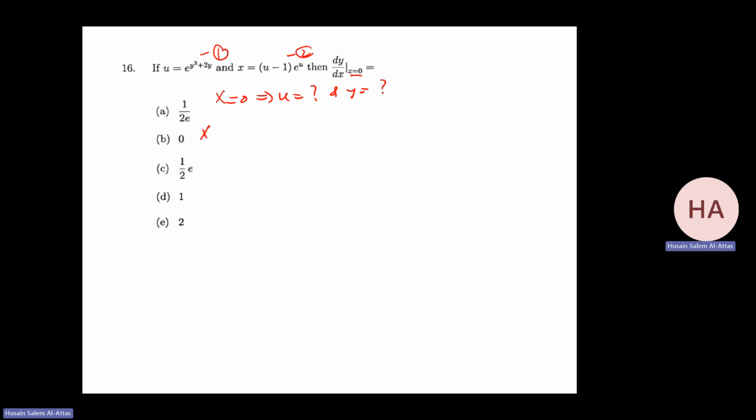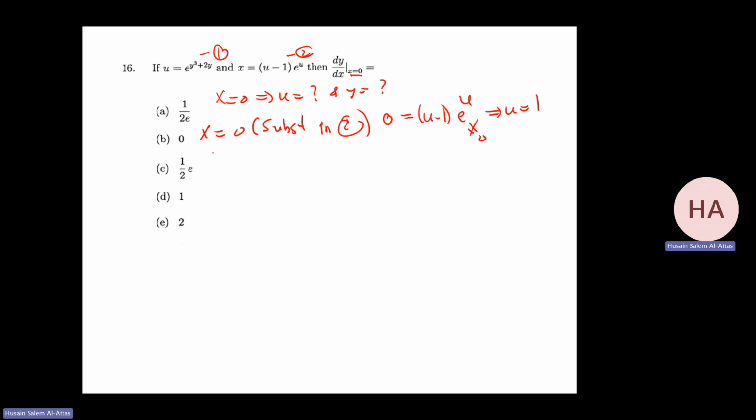I have x equals 0. Substitute in 2. To get what? I have 0 equals u minus 1 e to the power u. This is never 0. So I have u equals 1.